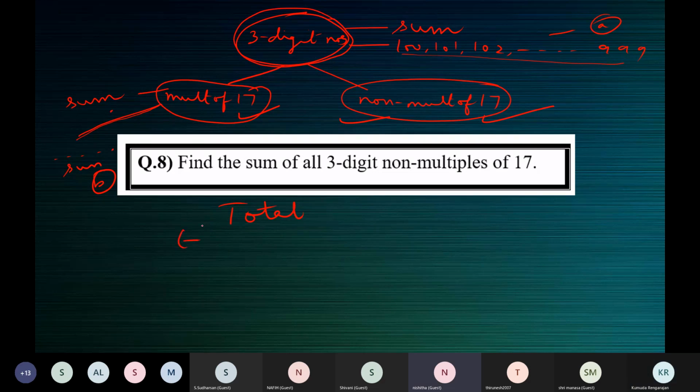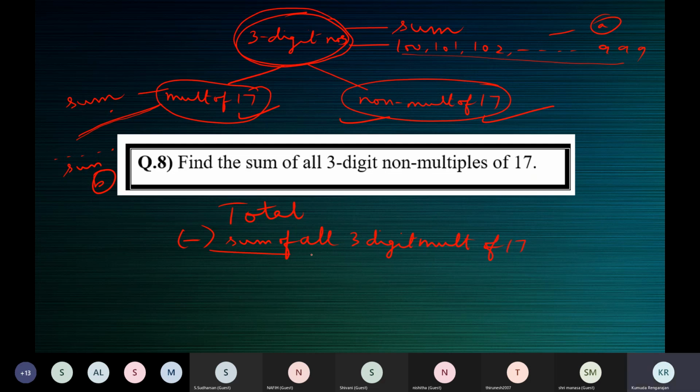Can you explain the first one? Yeah, one second. So from the total, if you take away the sum of all 3-digit multiples of 17, what is left? You will get the sum of all 3-digit non-multiples of 17.